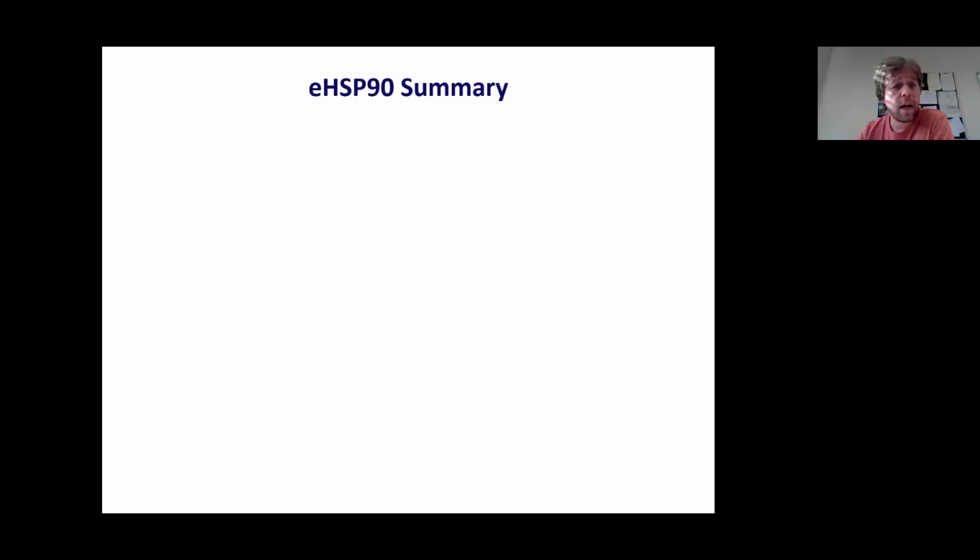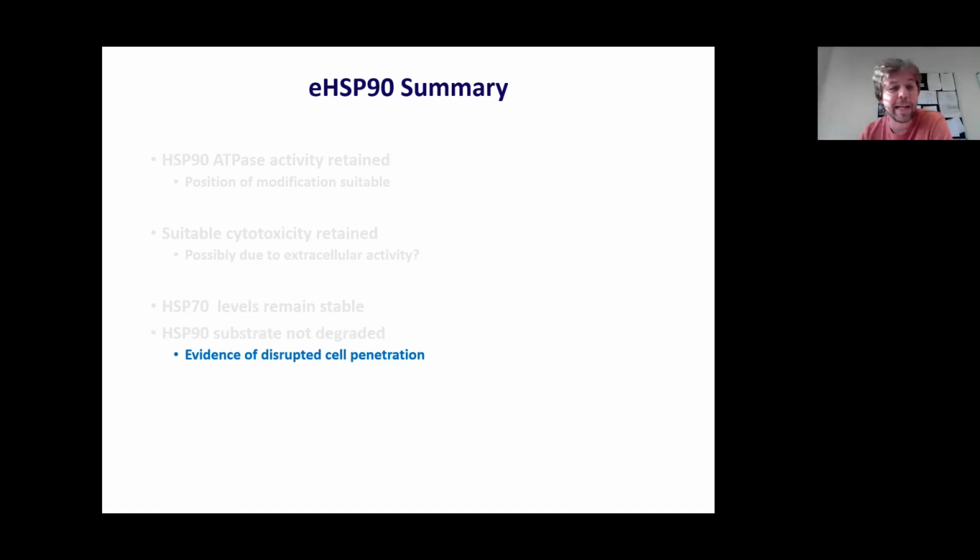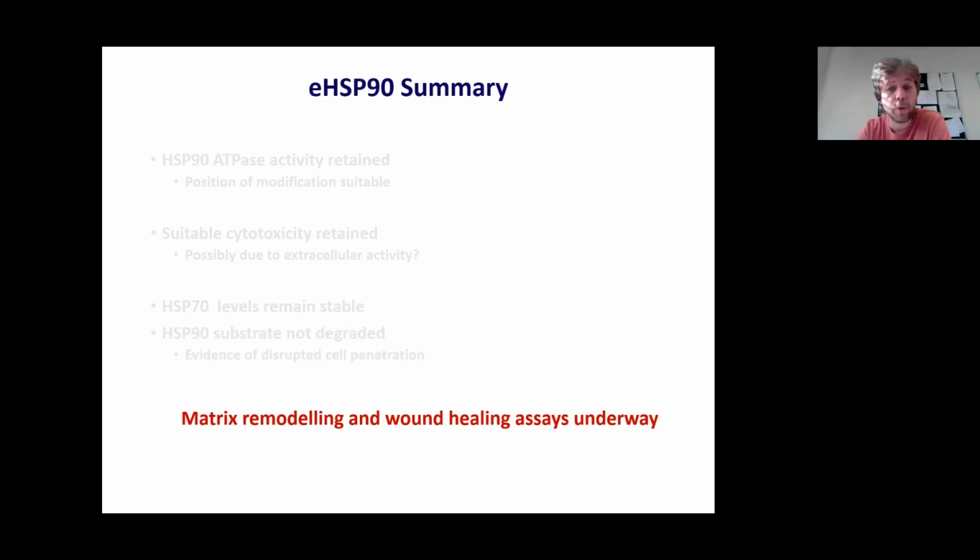So together, our data showed that ATPase activity was retained, so our positional modification was suitable. Suitable cytotoxicity was retained. This is possibly due to extracellular activity, but that's not confirmed yet. HSP70 levels remain stable. HSP90 substrate was not degraded, which together are strong indications this compound was not entering the cellular environment. And of course, we don't know if this is going to mean anything yet, so we currently are looking at a matrix remodeling and wound healing assay, which is currently underway, and this will give us more of an indication whether exclusively targeting the extracellular environment has any translatable effects on cancer biology. So that's where that project is currently.